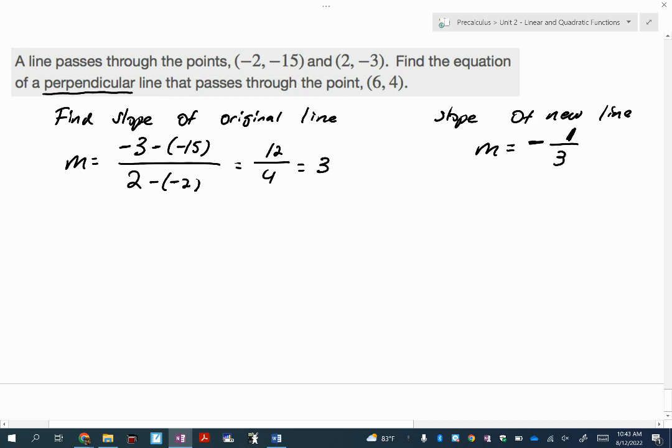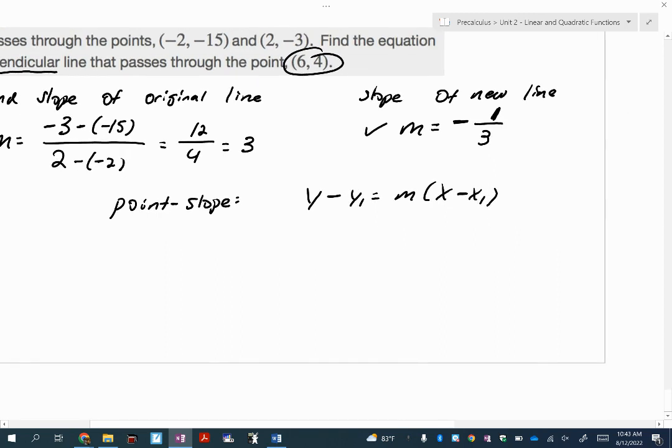So that's kind of the way that I do this. So now I have my new slope. I've got my new point, (6, 4). So I'm going to use point slope form to finish this. So y minus y subscript 1 equals m times x minus x subscript 1. So y minus 4 equals -1/3 times x minus 6.